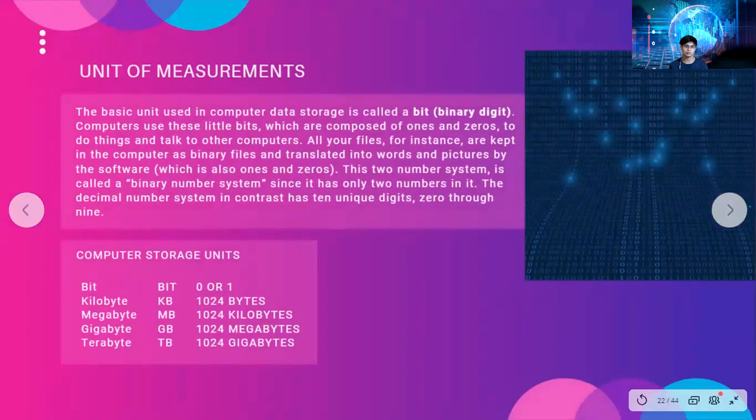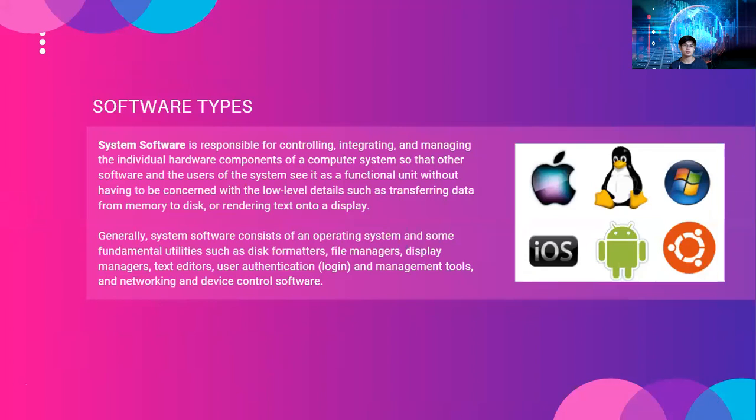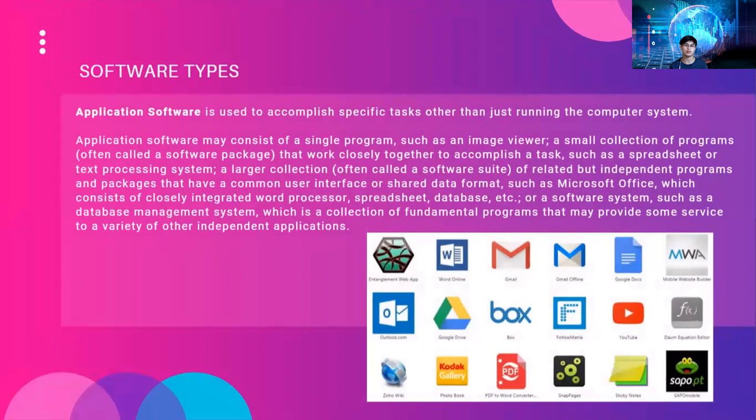Okay. So again, the system software is responsible for controlling, integrating, and managing the individual hardware components. The application software is the program. Now, is it just a single program? Okay. I hope you guys have understood the comparison between the application software and the system software.